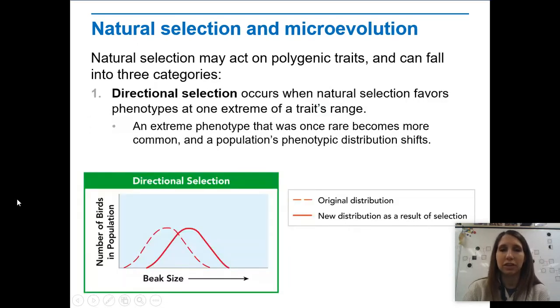So directional selection here is, to me, always the one that makes the most sense, right? It's movement of what we're selecting for in a direction. So what we're looking at specifically is where natural selection, where the environment, is going to favor a trait found at the extreme. Okay, so the example here is with Darwin's finches, the finches that were on the Galapagos Islands.